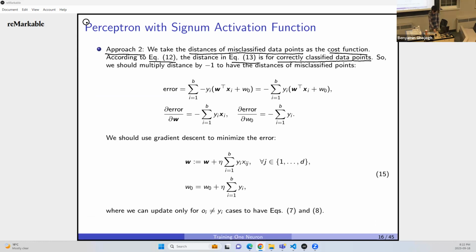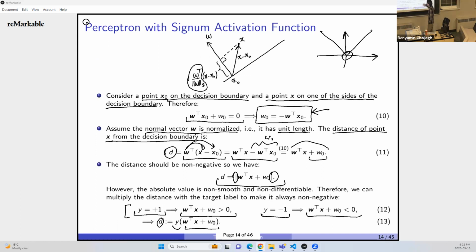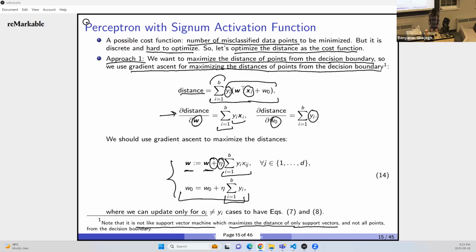Let me tell you with more detail. For incorrect, equation 12 becomes this. When y is 1, W transpose x plus W0 is negative for incorrect classification. When y is minus 1, W transpose x plus W0 becomes positive. Therefore, the distance for incorrect classification becomes minus y times W transpose x plus W0, so the distance becomes always positive.